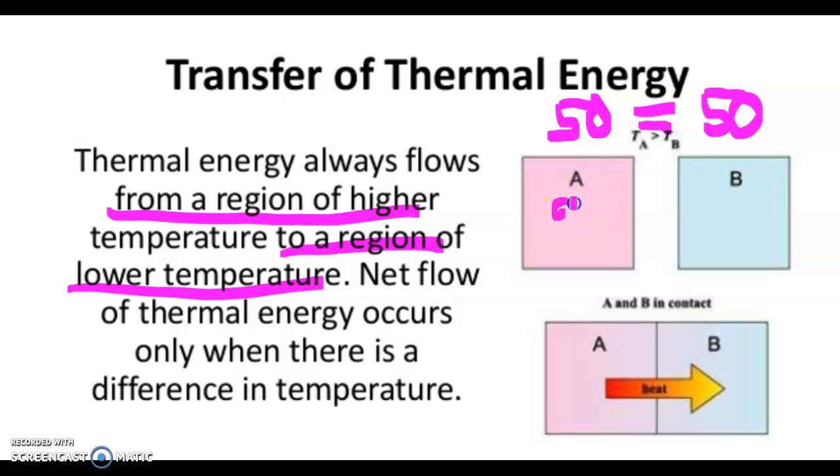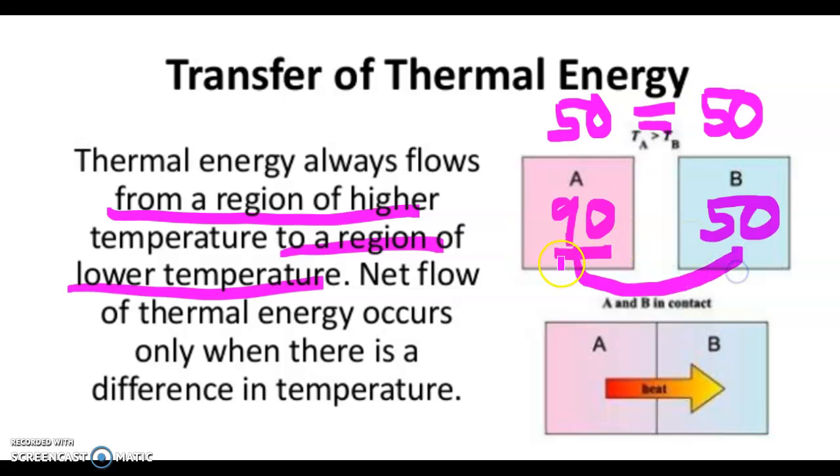But if, for example, this has 90 degrees Fahrenheit and this is 50 degrees Fahrenheit, then this satisfies the statement that net flow of thermal energy occurs only when the temperature is different. In this case, 90 is a higher temperature than 50, so there will be a heat transfer going on here. Heat will flow from an area of higher concentration to an area of lower concentration. That is what we mean by heat transfer.